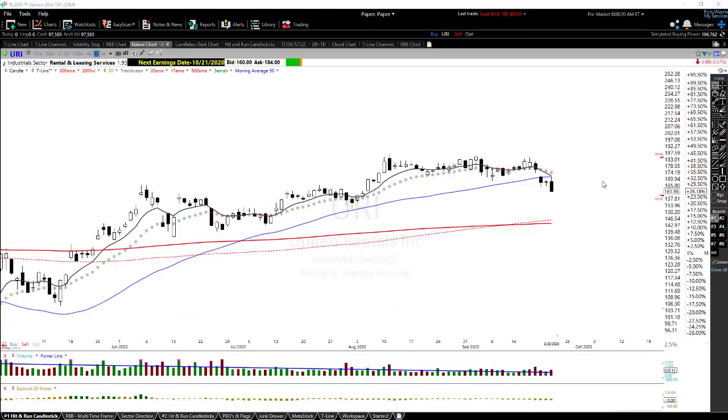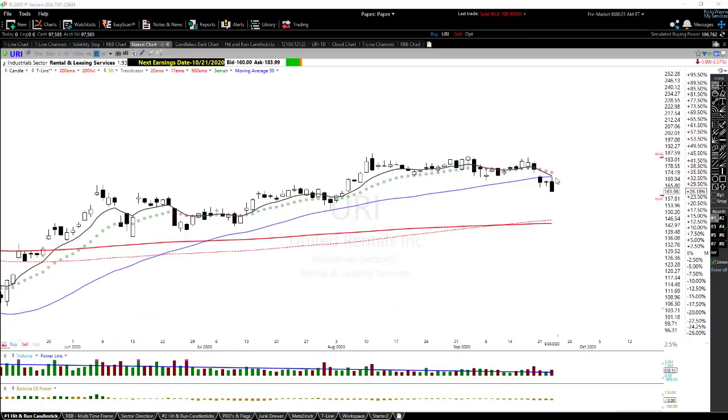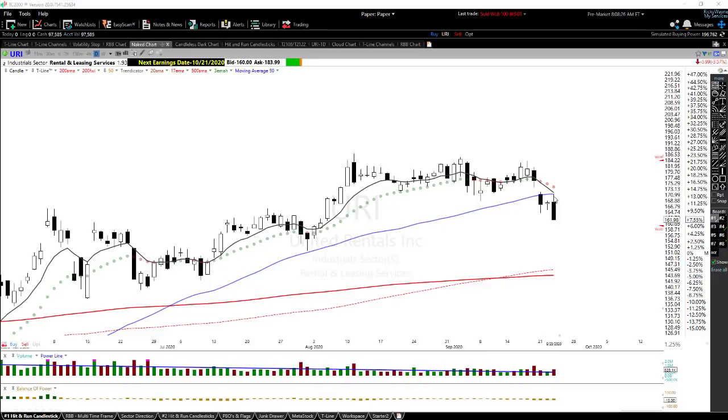URI, also a short setup. Now this one has pulled away from the T-line a little bit, and it has pulled away from the 50-day period moving average. So this is another one where a relief rally would be nice. A little bit of a relief rally, have those sellers come back in, and that could be the entry area. Also, if it doesn't give us a relief rally and maybe it just wants to get bearish right away, we start trading below those lows. That's also a place that I may look for that entry, and then head down toward the 200.